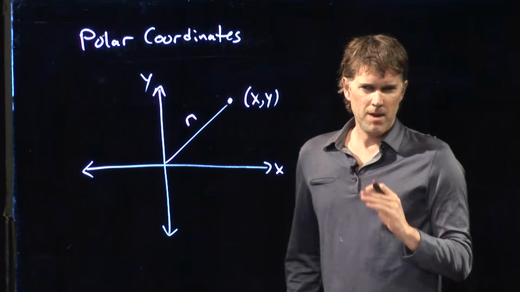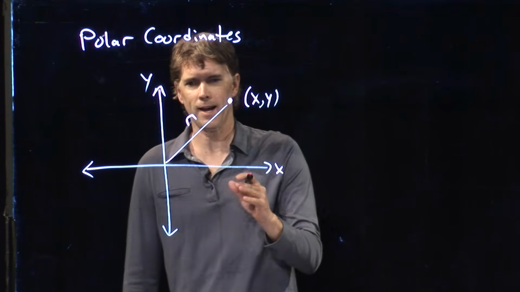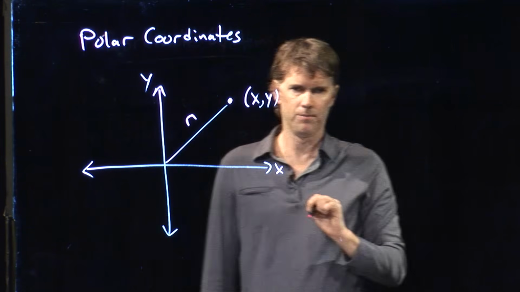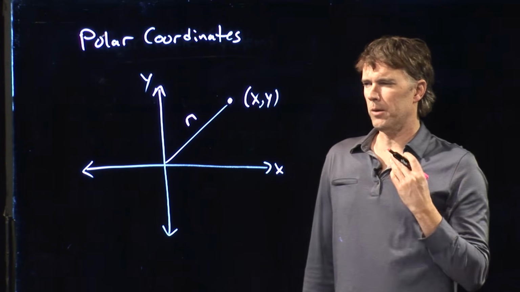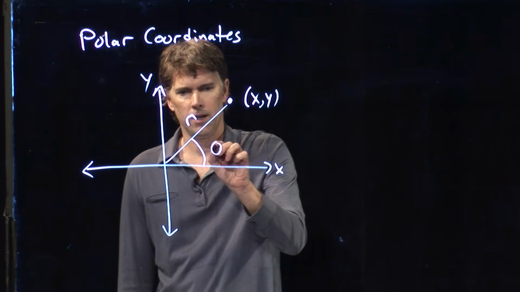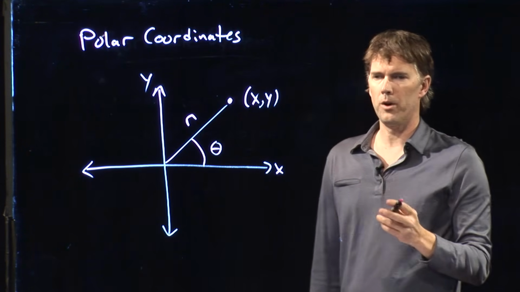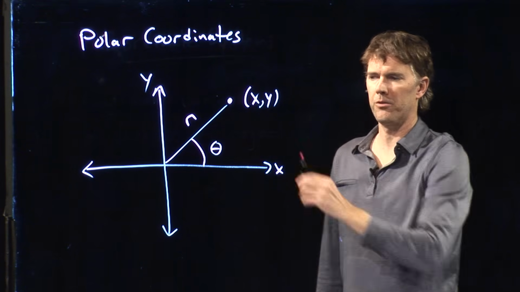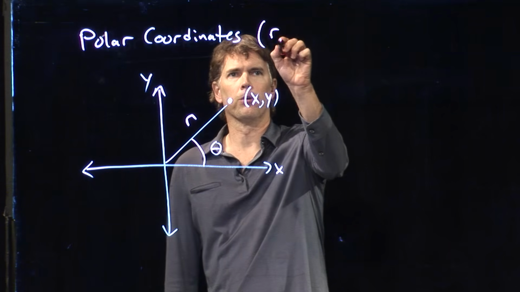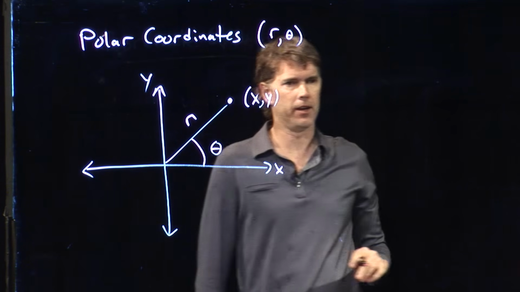And that maybe is enough, but not quite, right? Because if I just told you r, you could be anywhere on a circle of that radius r. So we need one more variable, and the variable that we're going to use is theta. What's the orientation of that line with respect to the x-axis? And so these are called polar coordinates, r and theta.